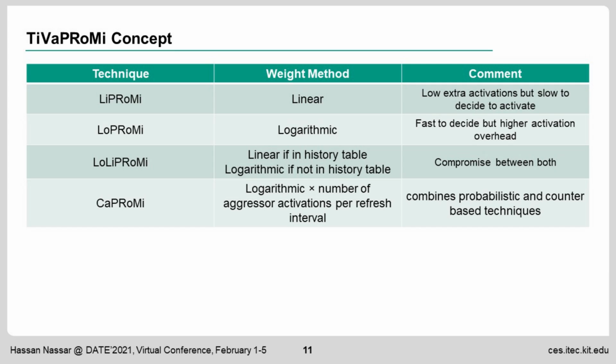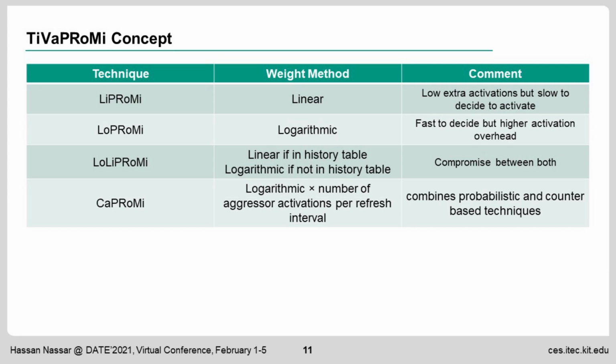Linear weighing is not the only way to calculate the time-varying weight. We offer four techniques to calculate it. TiVaPRoMi uses linear weight, so it has low extra activations but is slow to decide when to activate. LogPRoMi uses logarithmic weight, so it is fast to decide when to activate but has a higher activation overhead. LowPRoMi is a compromise between both. It uses a mix between linear and logarithmic weighing to lower the activation overhead but also take decisions more adequately.